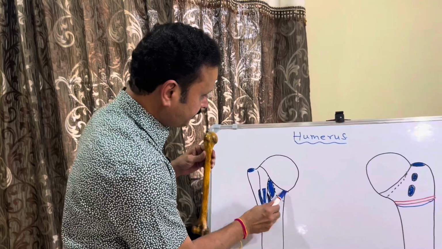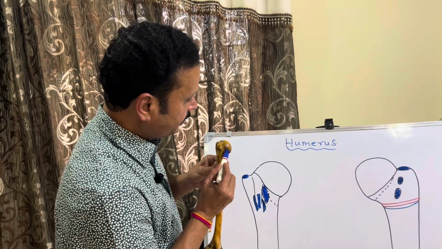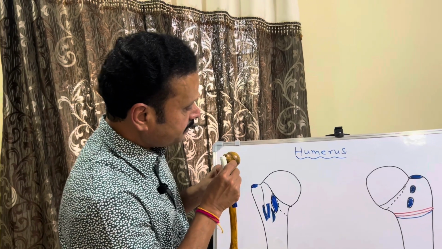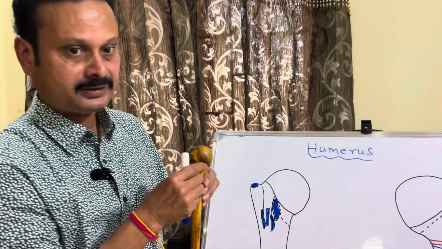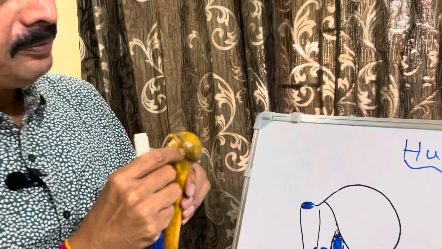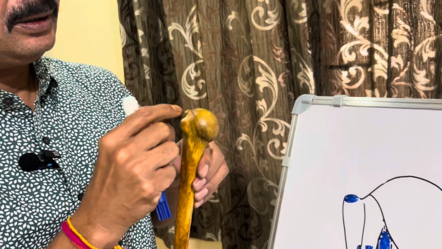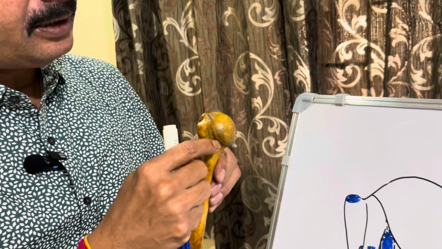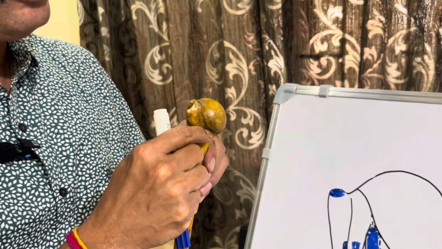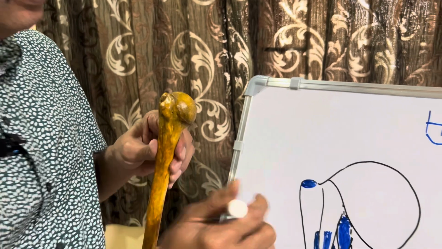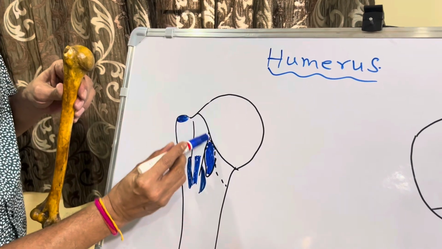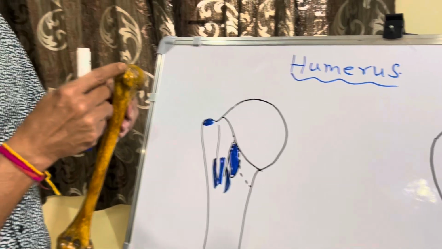Here you are seeing this constriction, the constricted portion immediately underneath the head. This is called the anatomical neck of the humerus. This anatomical neck receives the attachment of the fibrous capsule. Like this, it is receiving the attachment of the fibrous capsule here, except at this beginning here.